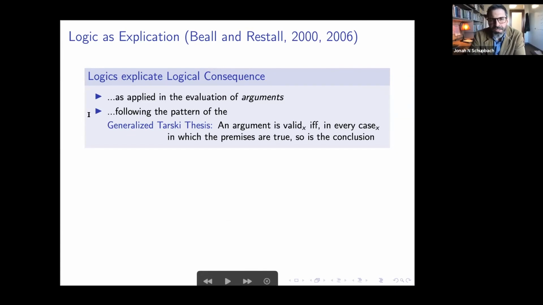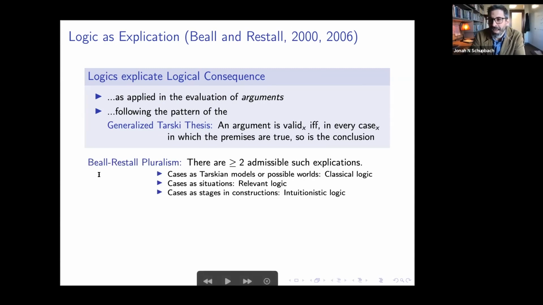Yeah, I should hurry through this slide. So Beall and Restall, their work on logical pluralism can also be thought of as endorsing logics as concept engineering explications. So of course, they think of logics as being explications of logical consequence, and the pattern of these potential explicata is the generalized Tarski thesis, where we say an argument is valid sub x if and only if in every case sub x in which the premises are true, so is the conclusion. And you get different admissible explicata. And this is their pluralist thesis.